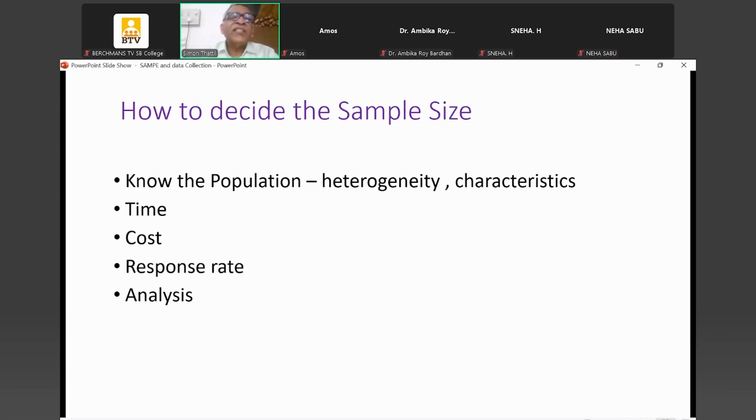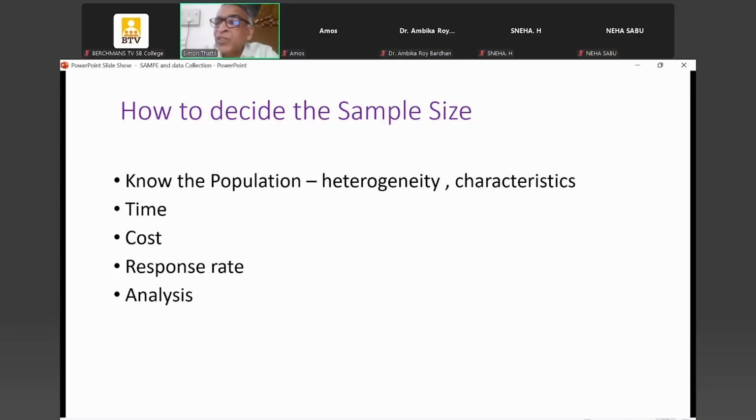Now, how to decide the sample size? This is what we just saw. We need to know the population. That's what I was talking about in terms of the college. How will they vary? The pocket money case, heterogeneity, the characteristics. Then again, the sample size is also based on the time that you have. Suppose I want a quick response, we don't have time to go for it, then you have to go for a smaller sample.